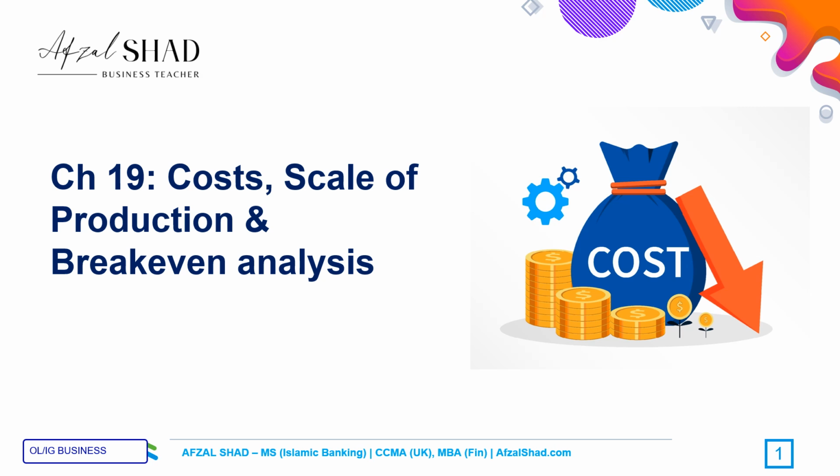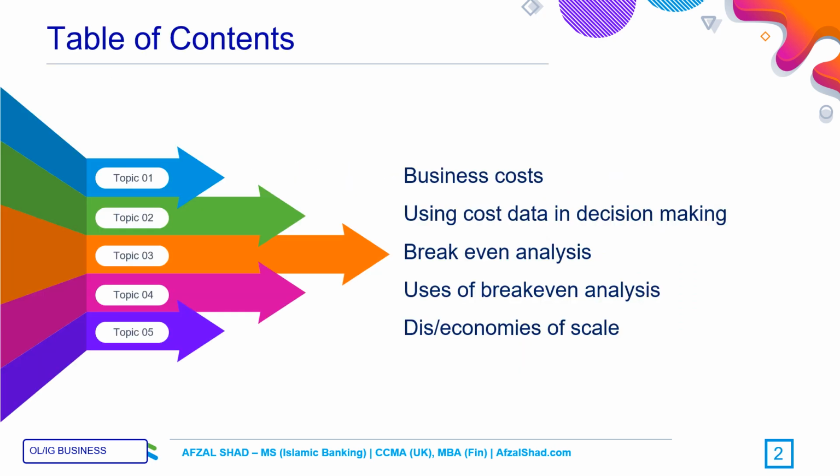Today's topic is going to be the cost, scale of production and the break-even analysis. The first thing which we are going to discuss in this chapter would be the type of the costs. Cost means that we have got variable cost, we have got fixed costs, and then we are going to go for the breakdown for that.